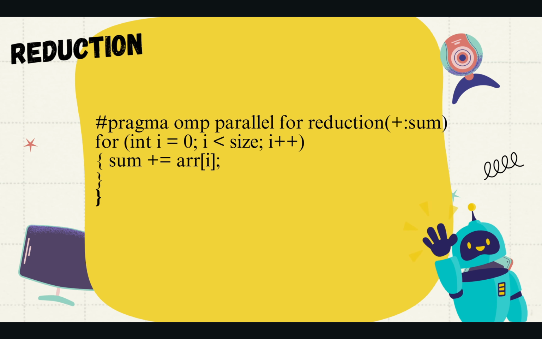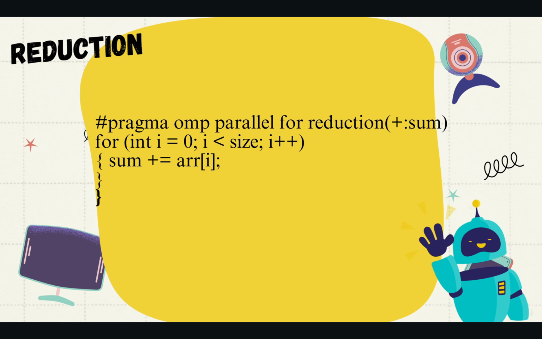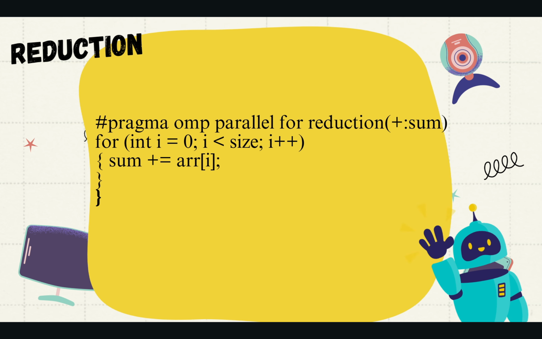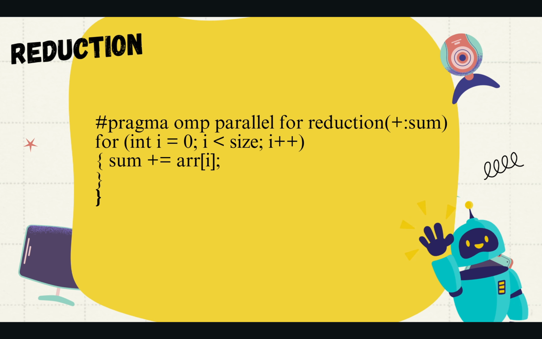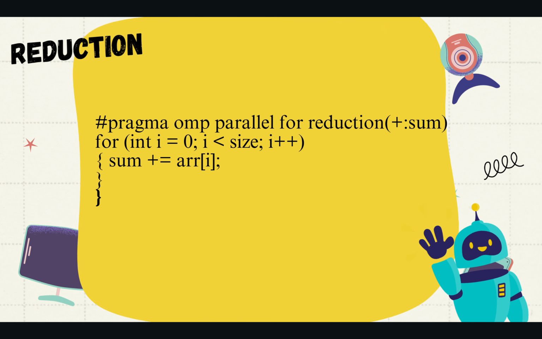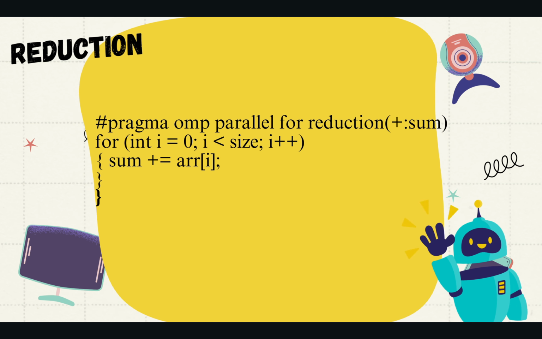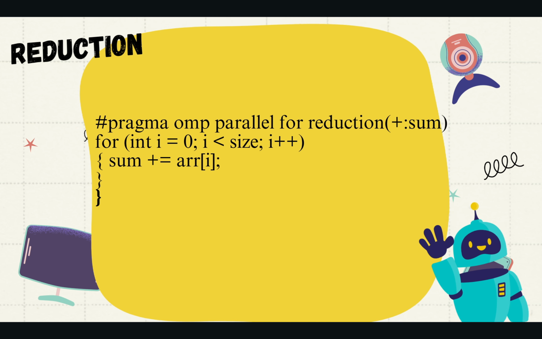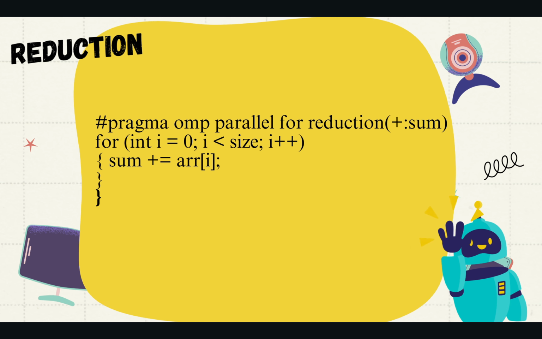Here is an example of reduction. In this code snippet, we calculate the sum of an array using parallel threads. Each thread calculates a partial sum, and the reduction clause ensures that the partial sums are combined into a final accurate result.